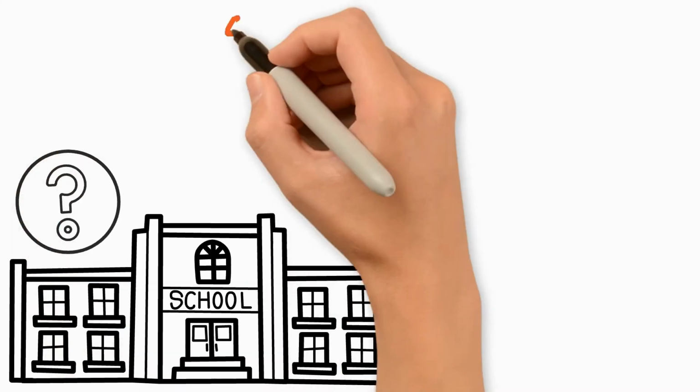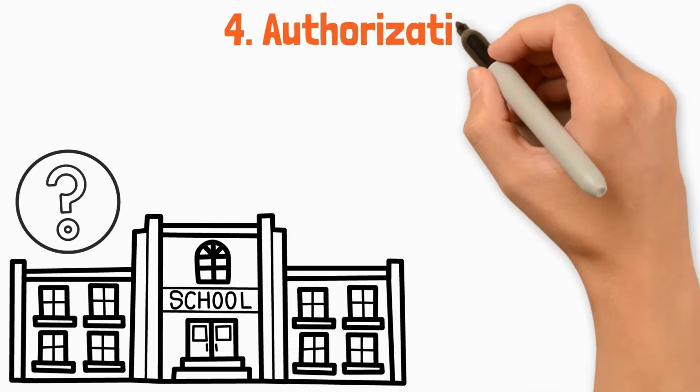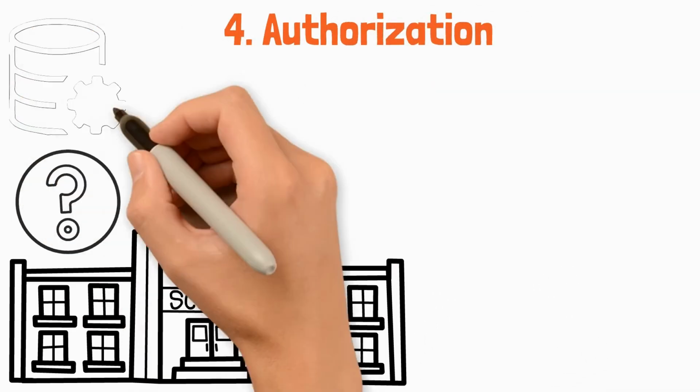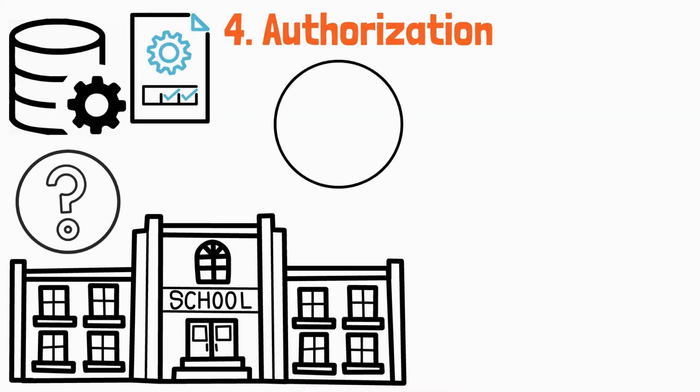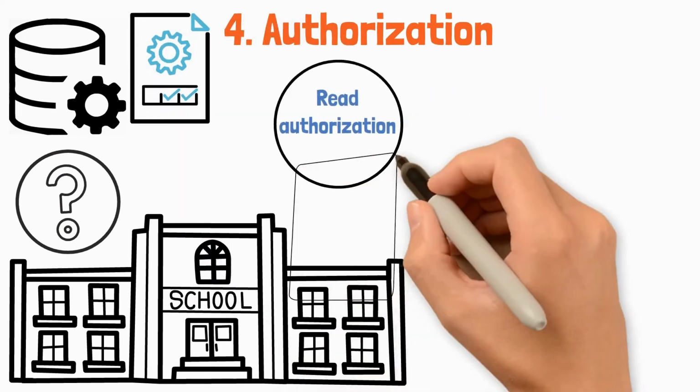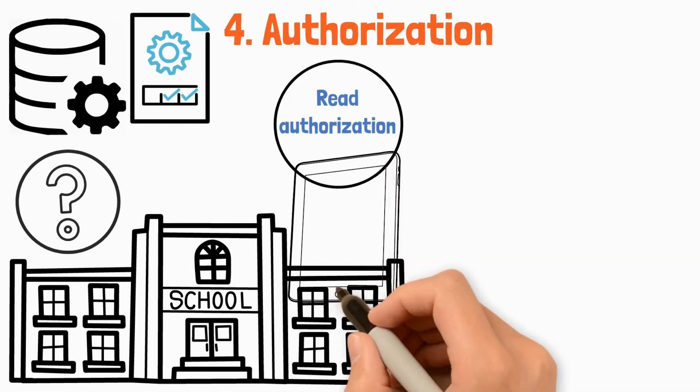4. Deciding who can do what, authorization. DDL also helps us control who can look at or change the information in our database. There are different permissions. Read authorization, which allows reading, but not modification of data.